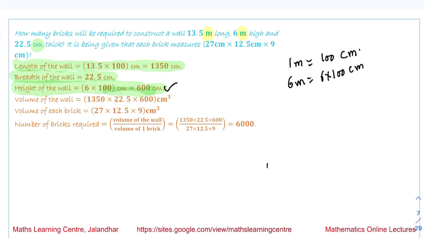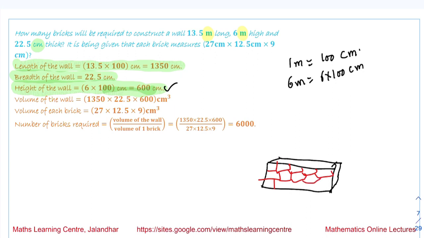So we are talking about a wall over here. The wall is like this we are talking about. And this wall is made up of bricks. So what we have to do is we have to calculate the number of bricks, and the length, breadth and height of the bricks is also given.